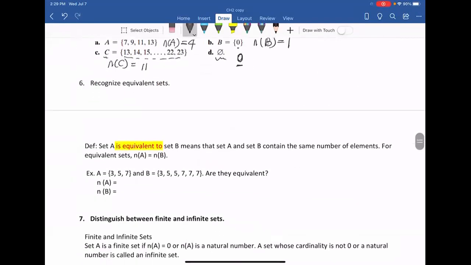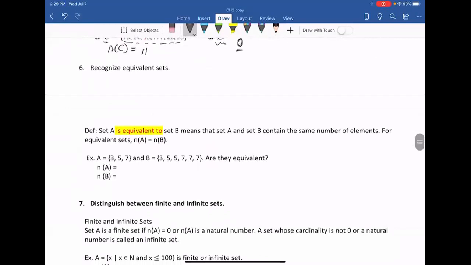Okay, next part is recognizing equivalent sets. The definition is: A is equivalent to B means set A and set B contain the same number of elements. That means n of A equals n of B. If n of A equals n of B, that means A is equivalent to set B.